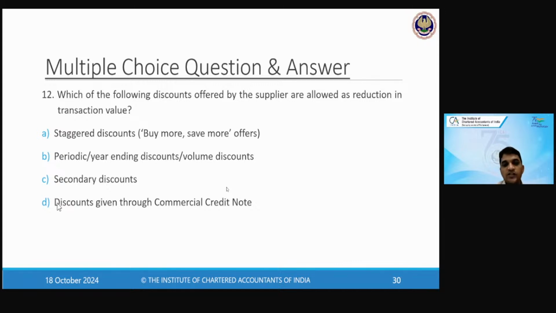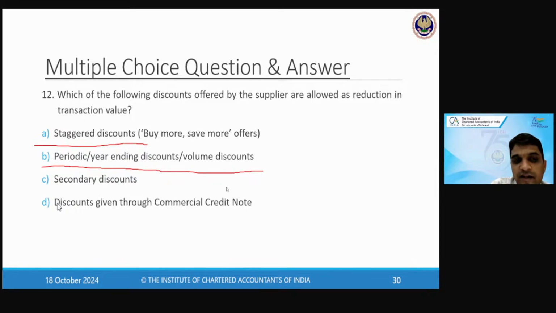Yes, this is a googly question because the answer is not just one. The following discounts offered by the supplier allowed a reduction in the transaction value in both cases, that is staggered discount also and periodic year-round discounts. In both the scenarios, value will be reduced.